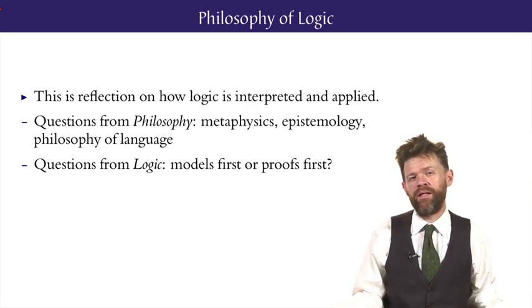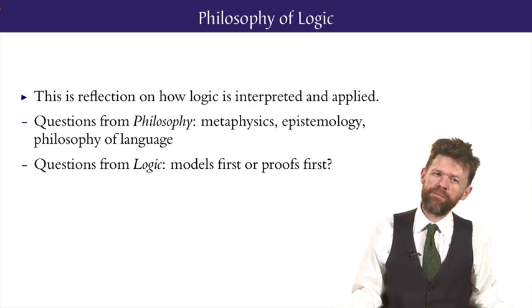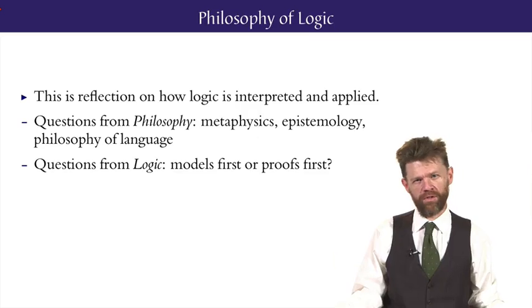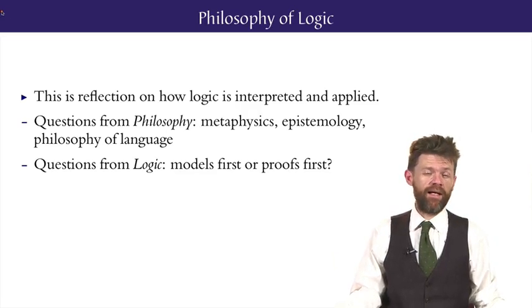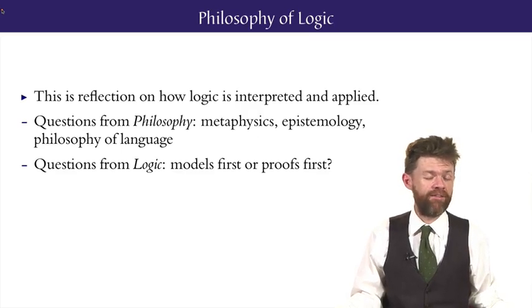And some philosophers of logic are motivated by questions about logic that come from inside of logic itself. And here there are two broad traditions, whether you start with models and interpretations, or you start with proofs and rules. Which of these things should come first in our explanations of logical concepts? The relationship between models, like valuations, or proofs, like proof trees, and how logic is to be understood and applied is an active area of research in the philosophy of logic to this day.